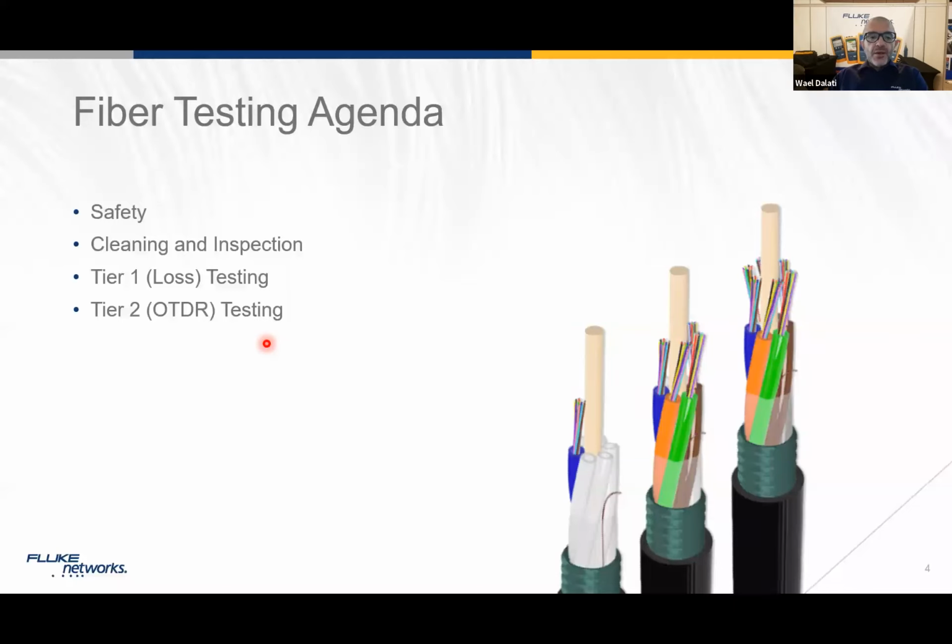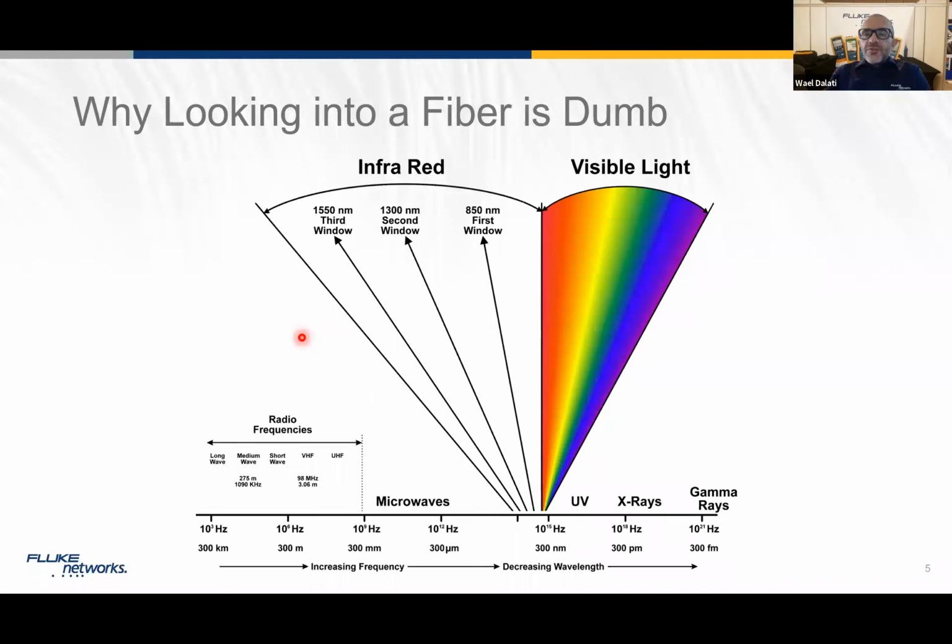Looking at fiber, safety is one of the biggest mistakes that anybody could make, and it has always been a nightmare. Fiber has been a question of safety with so many installers, technicians and engineers in the world. So why is that? Because fiber is launched on a wavelength that we cannot see. It's called infrared.